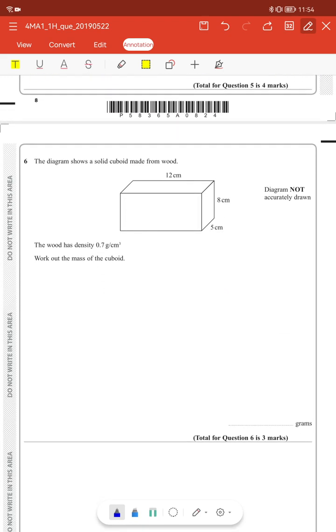The diagram shows a solid cuboid made from wood. The wood has a density of this. Work out the mass. So remember, density equals mass divided by volume. So if I want to work out the mass, I just need to do my density times my volume. My density is 0.7, and my volume would be 12 times 8 times 5, which would give me 336 grams.